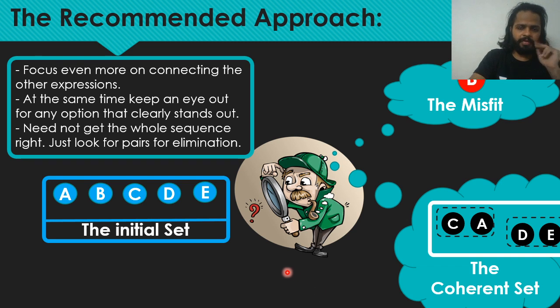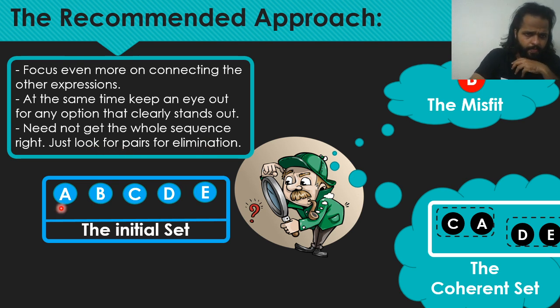What should be the recommended approach? The recommended approach, in my opinion, is this. You should focus even more on connecting the other expressions. You have to keep an eye out for the misfit, but you should also focus more on connecting the other expressions. At the same time, try to keep an eye out for any option that clearly stands out, right? These two things need to happen parallelly. You need not get the whole sequence right. You just need to look for pairs for elimination.